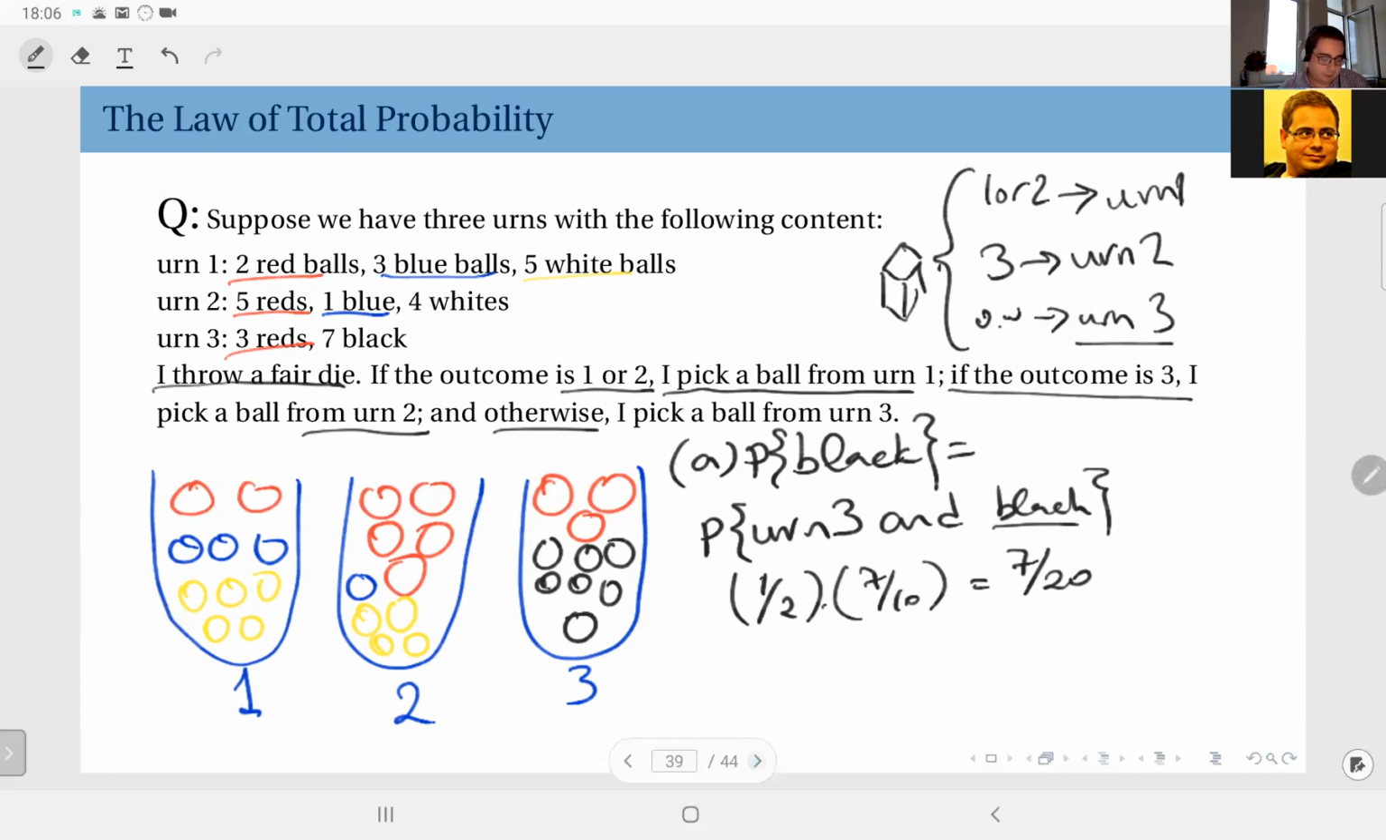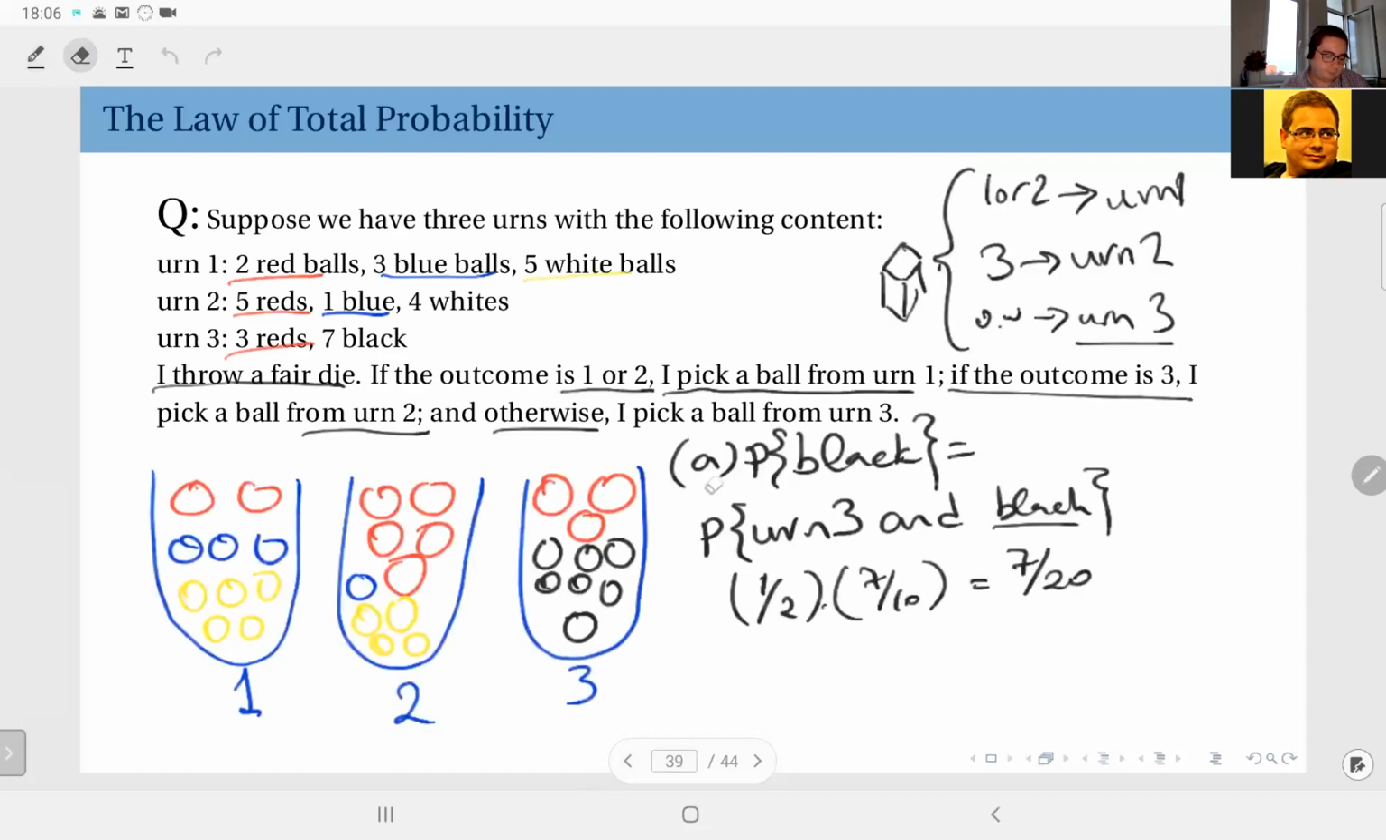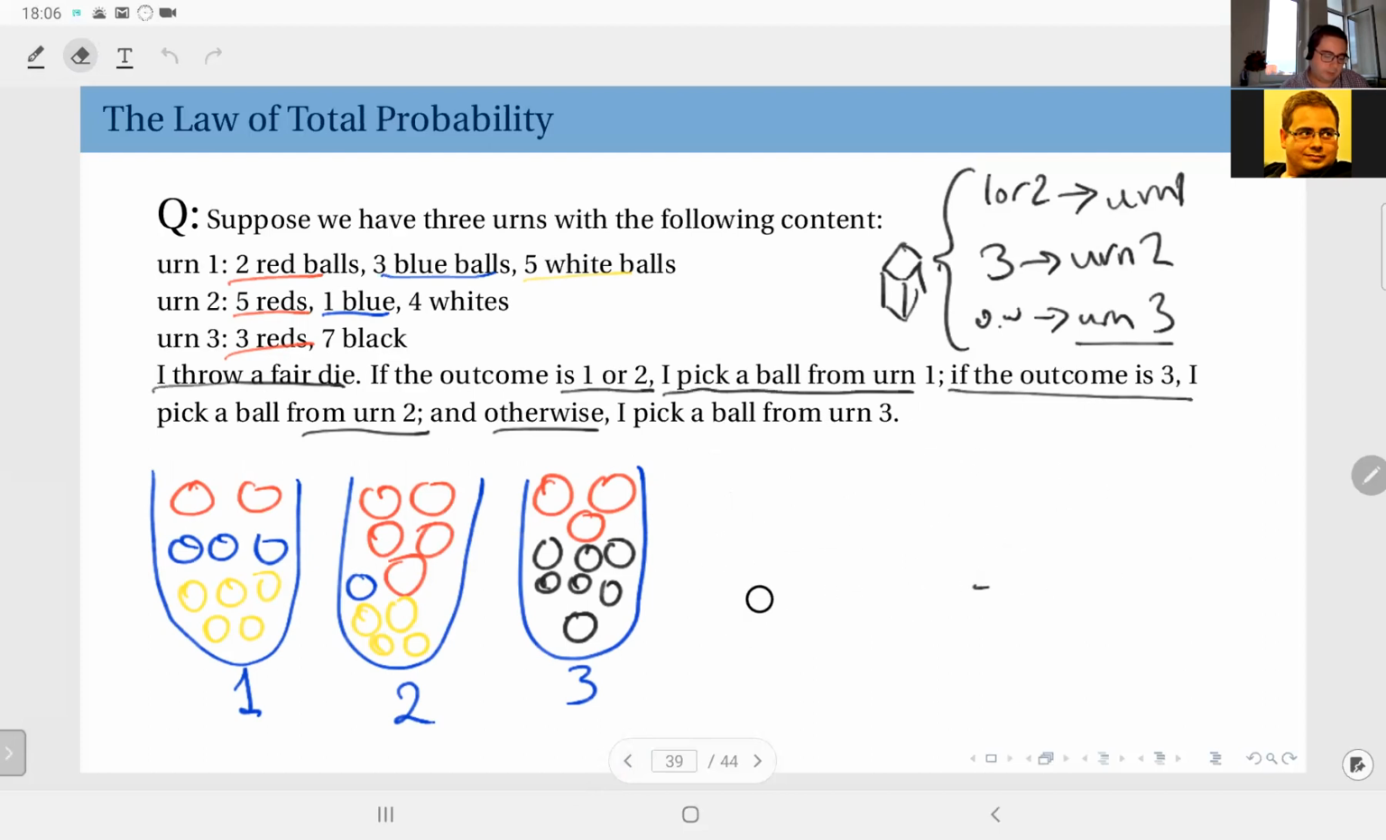But let's see question number 2. What about red? So let me erase these. I'm after the probability of red now. Now you see, it's not that easy because I have reds in all 3. Directly writing the probability of red is not that easy. I don't see a way to do that.